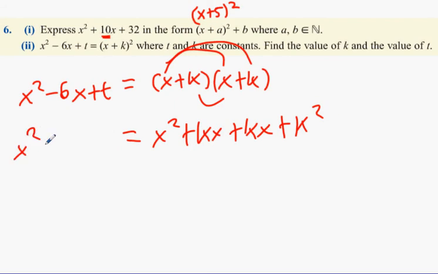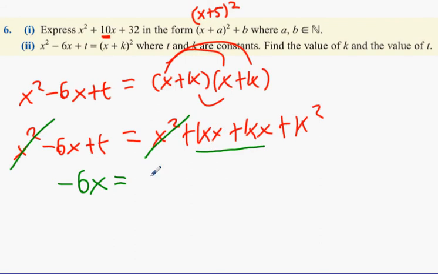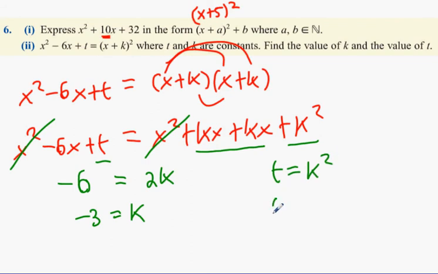Everybody cool with that? Compare both sides. x squared equals x squared. Nothing to learn from that. Minus 6x is the same thing as 2kx. The x's cancel, don't they? What happens after that? 2k equals minus 6. Therefore, k equals minus 3. Finally, k squared equals t. t equals k squared. What is k again? So t therefore equals 9.